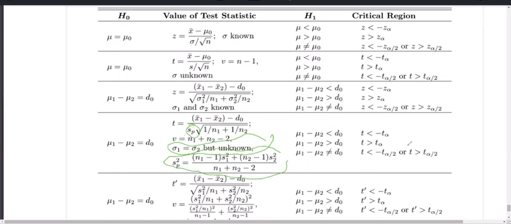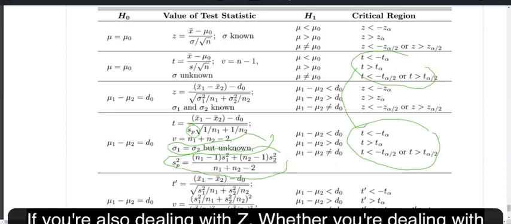Okay. And of course, the same decision: if you compare this with this here, you're going to see that they are the same. If you are running a t-test, whether for one population or two populations, it is the same rejection region, the same critical region. If you're also dealing with Z, whether one population or two populations, it's also going to be the same critical region, the same rejection region.